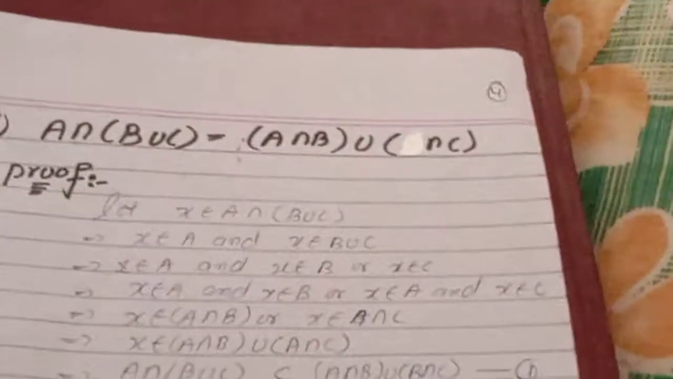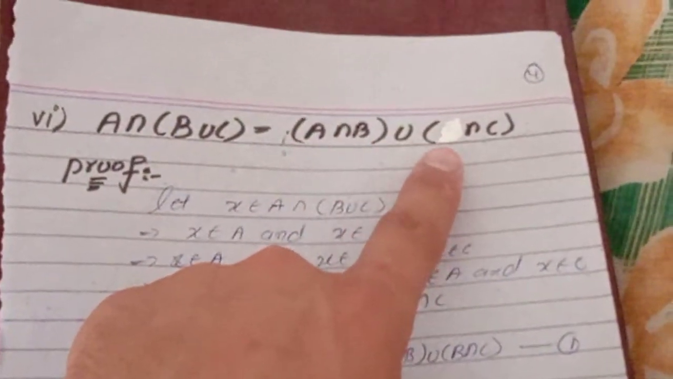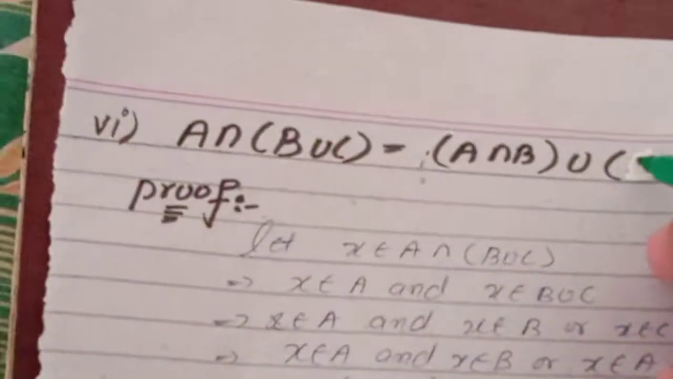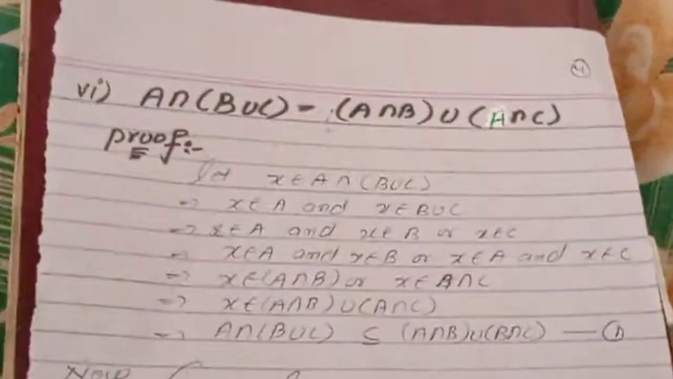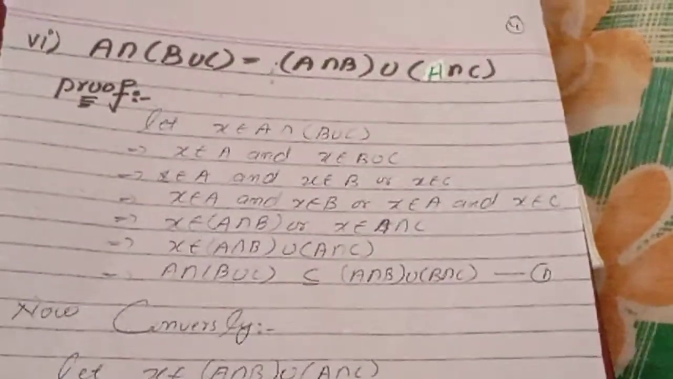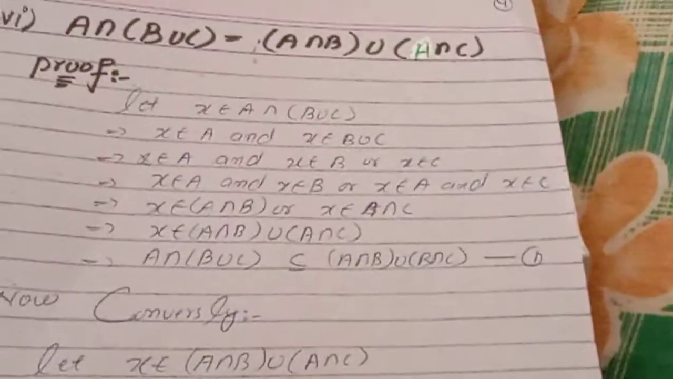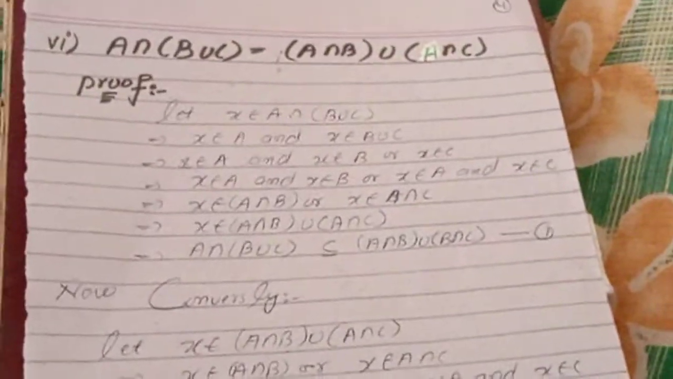Now property number 6. This is a distributive property. So A intersection B union C is equal to A intersection B union A intersection C, here is A. So first of all, we will take an element in the left side and it will return in the right side, and then we will take an element in the right side, it will return in the left side. So let's take an arbitrary element X in the left hand side.